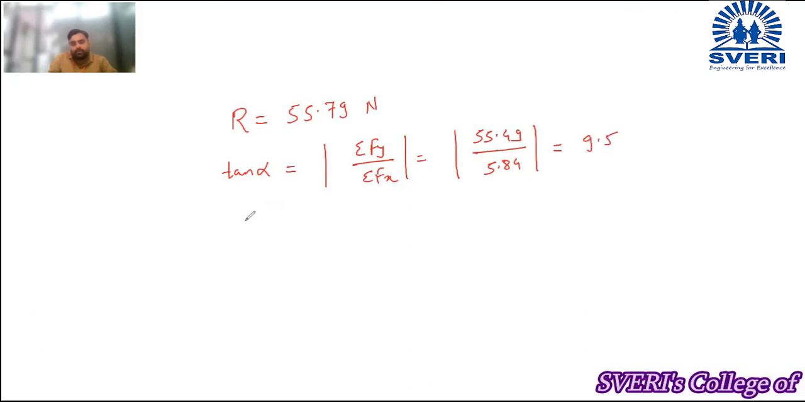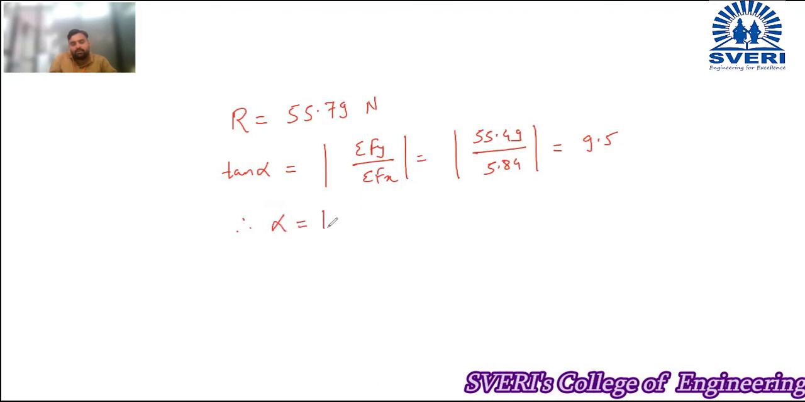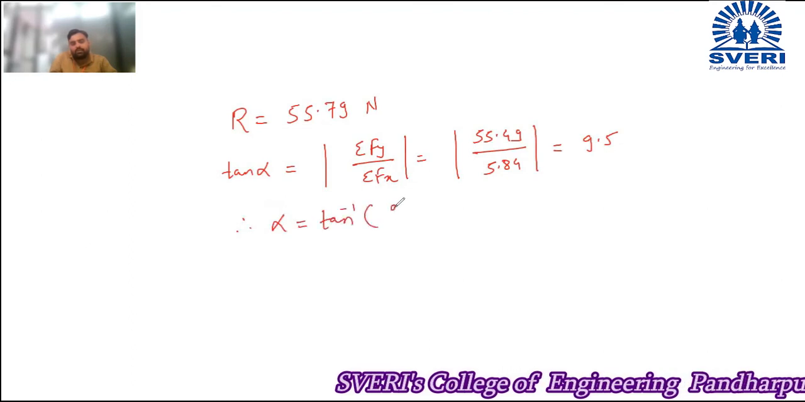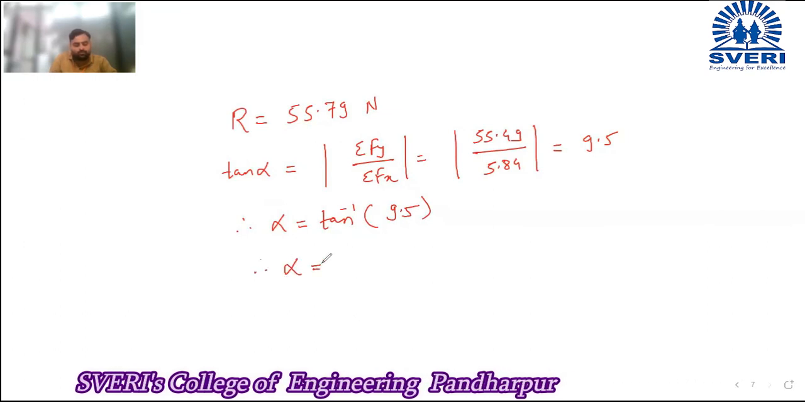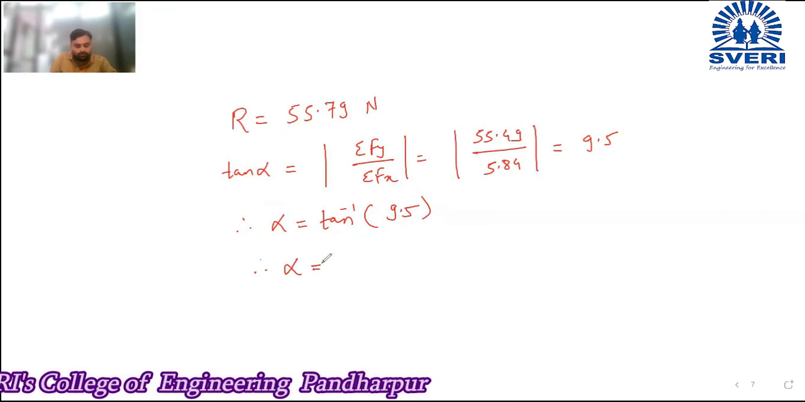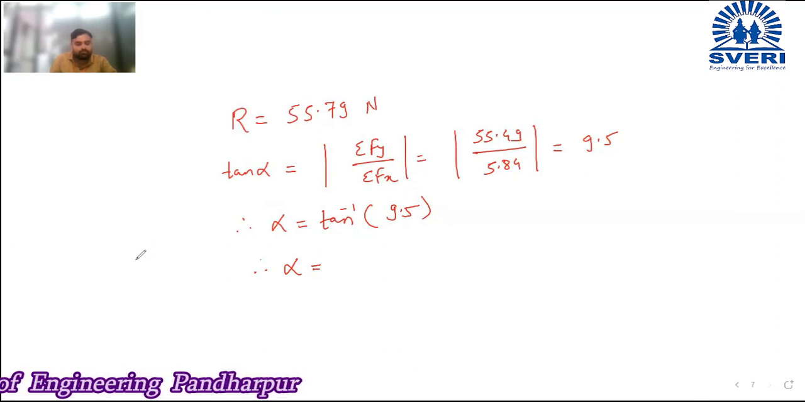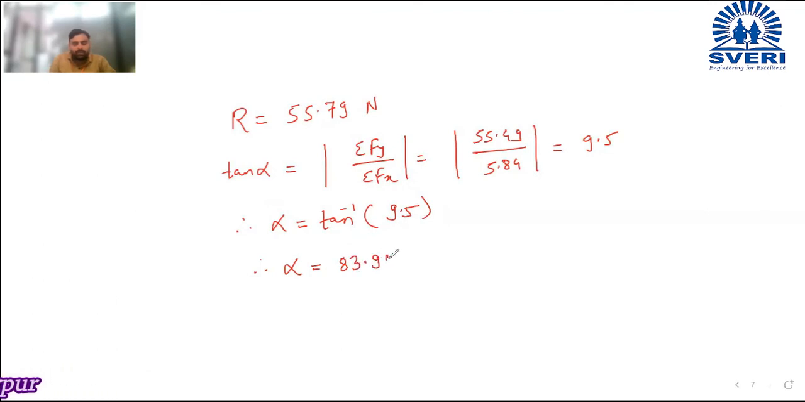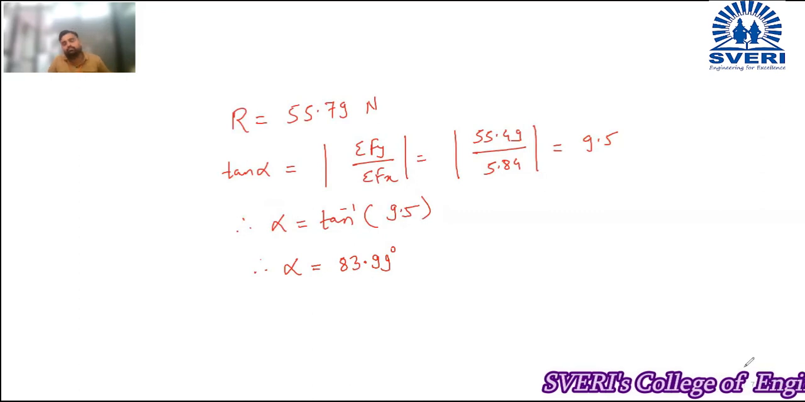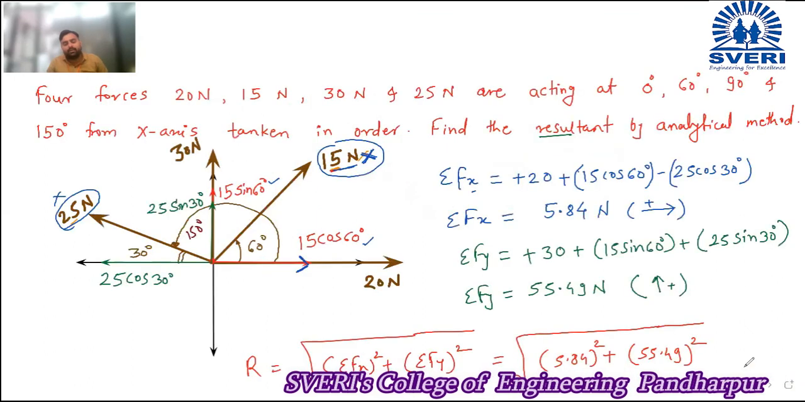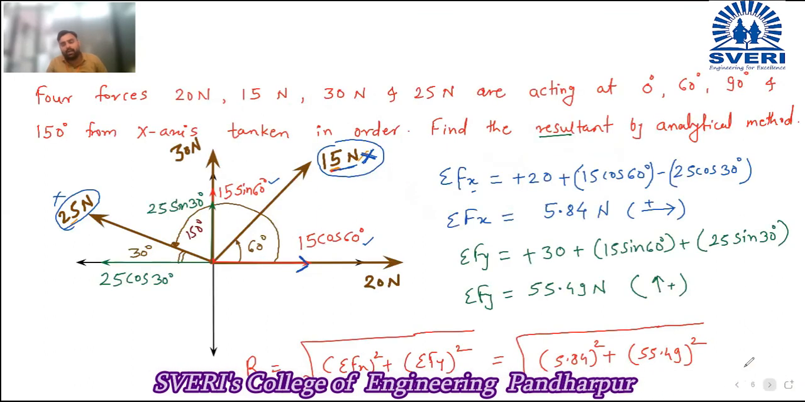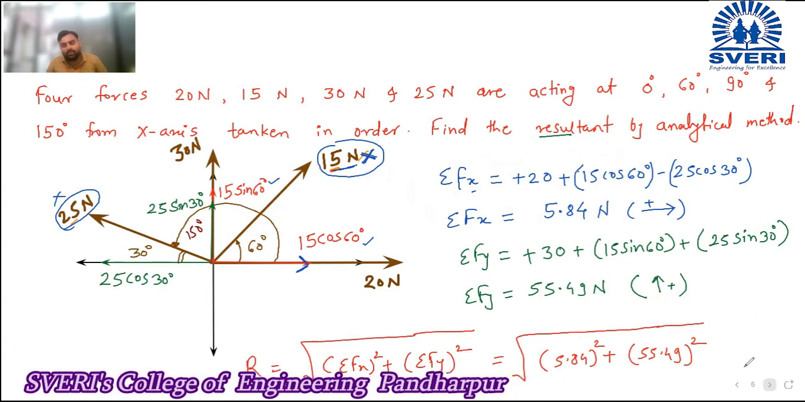Therefore, alpha is equal to tan inverse 9.5, so it is 83.99 degree. This is the value of alpha. So R we have calculated, alpha we have calculated. Now we will show by a small diagram how the R is there, how everything is there.